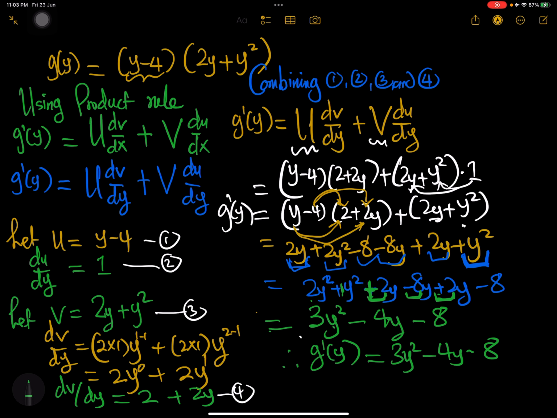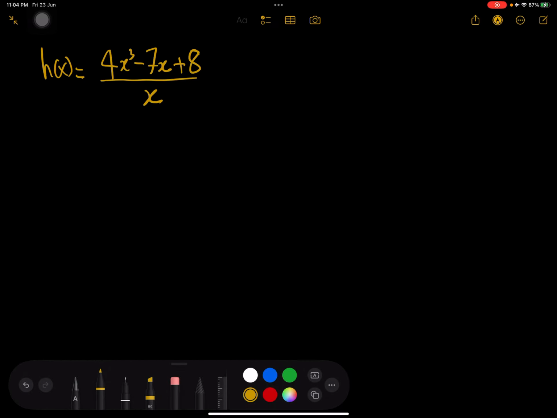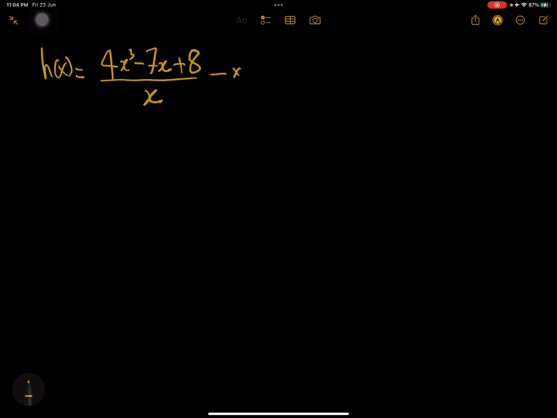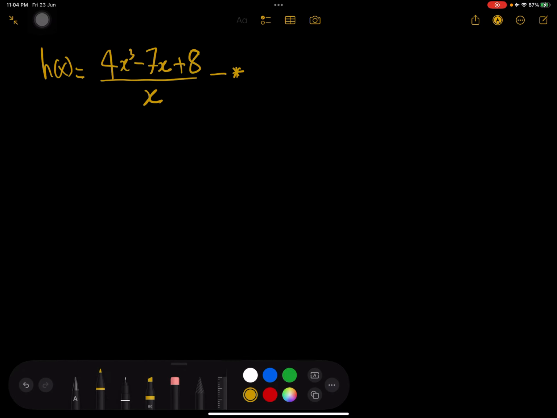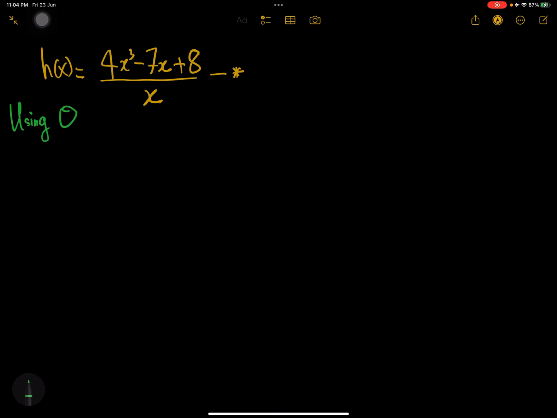Now, let's look a little bit at this problem here. Let's imagine that we have been provided with h of x is equal to 4x cubed minus 7x plus 8, all divided by x. What are we going to do? We said, imagine this is equation star. The first thing we're going to do is to use what? Quotient rule. Why quotient rule? Because it has a numerator and a denominator.